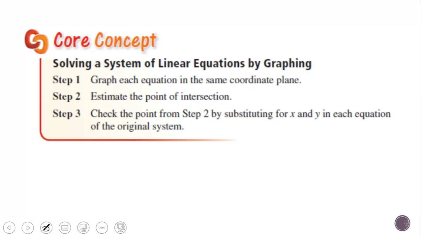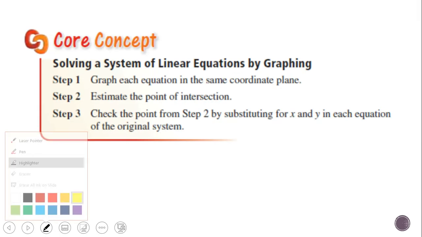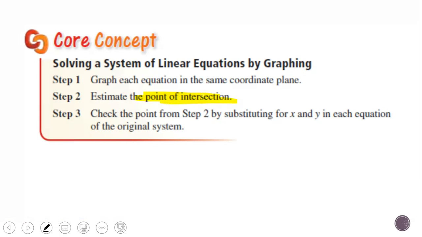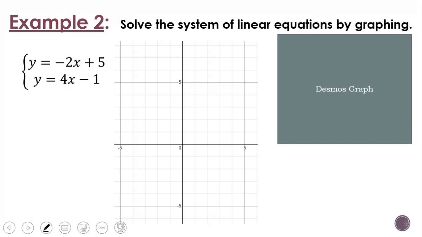Let's look at our core concept here. Solving a system of linear equations by graphing. So if we want to solve the system here, we're not given the solution. We want to actually figure out what the solution is. In order to solve this, we're going to graph both of the equations in the coordinate plane, and we're going to look for the point of intersection. That point of intersection is your solution. We can check that solution by plugging x and y back into our original system. So let's take a look at this example.